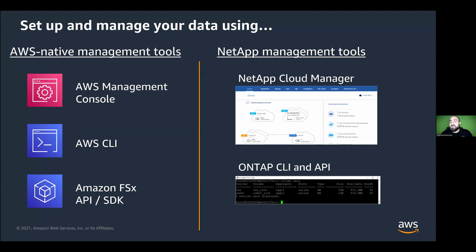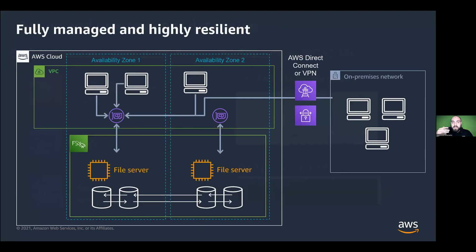Or if you're already a NetApp customer, you could also use the NetApp Cloud Manager or ONTAP CLI or API to also launch a new file system on FSx ONTAP. Now, what will happen in the back end? The system, of course, is highly available by default. It's multi-AZ today, and you would see two availability zones that the system was using.